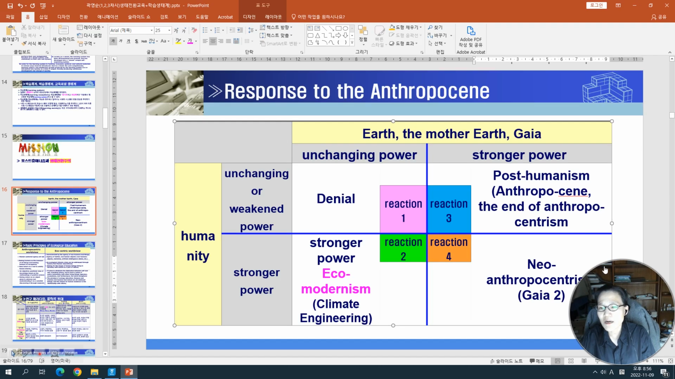And there is another reaction. It's all about anthropocentrism. It's a Gaia 2 version. I mean, we needed to cooperate and we needed to work together with the non-human beings. Does it make sense? If we wanted to overcome these days' climate crisis, human beings must collaborate with the other beings, including non-human beings, as well as Earth itself. It's called Gaia 2 version.